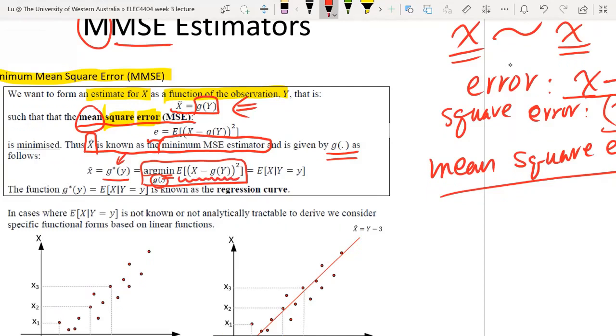In other words, within this function, our target is not to change x, it's not to change y. Our target is to determine the G function. And we want to determine which best G function can give us the maximum, sorry, minimum. Which G function can give us the minimized value of this mean square error function. Okay.